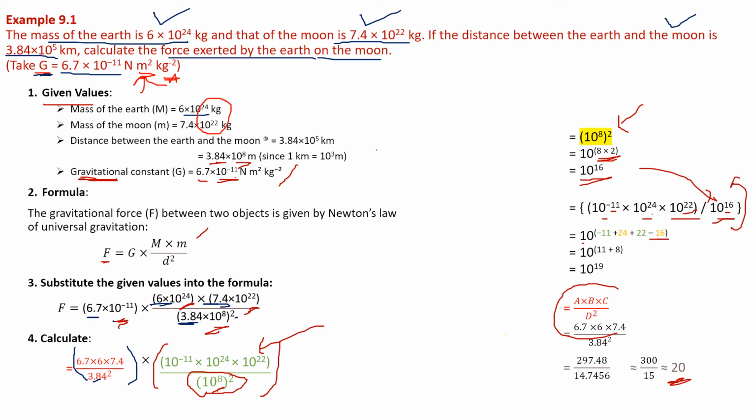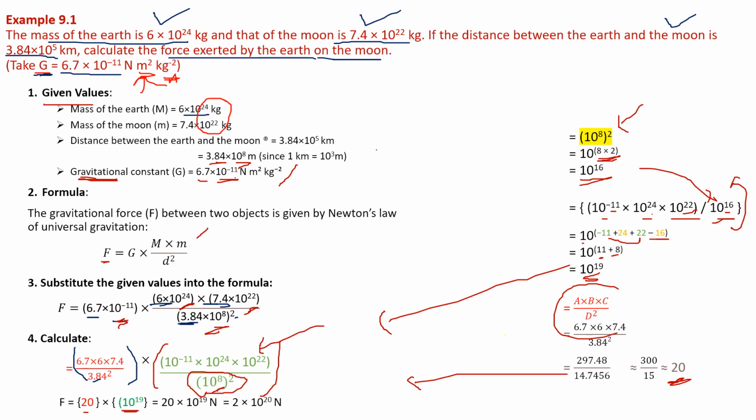Now what is that? 22 minus 11 is easy to simplify, it is 11, and 24 minus 16 becomes 8. Total is 10 to the power of 19. Now put it here. That equals 20 into 10 to the power of 19. Maybe you can take one more number here: we can call it 2 into 10 to the power of 20. If you take the exact number, it will be 2.017 into 10 to the power of 20 newtons.